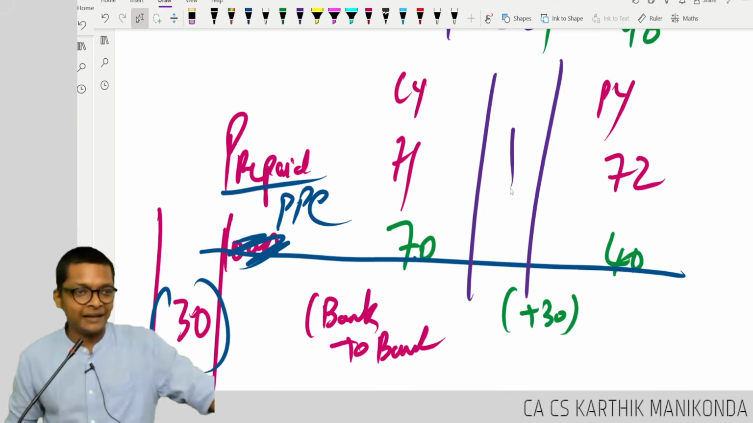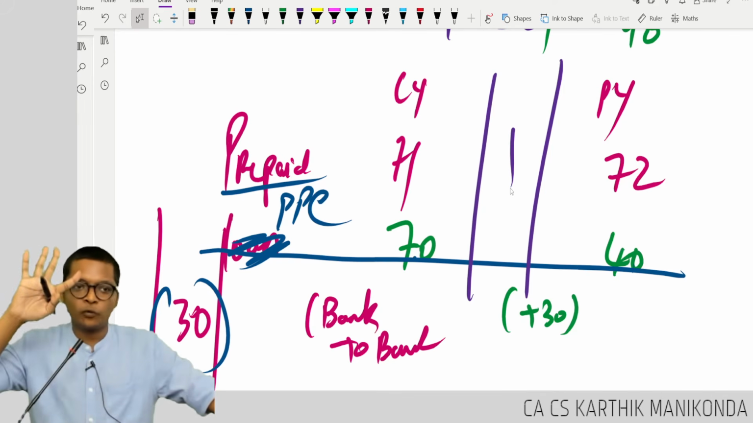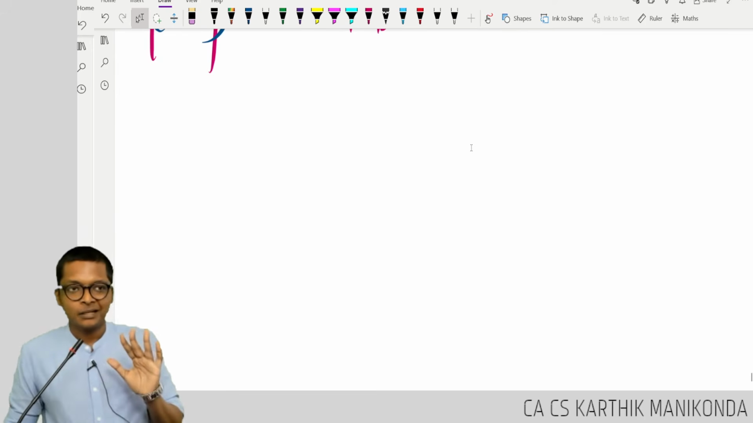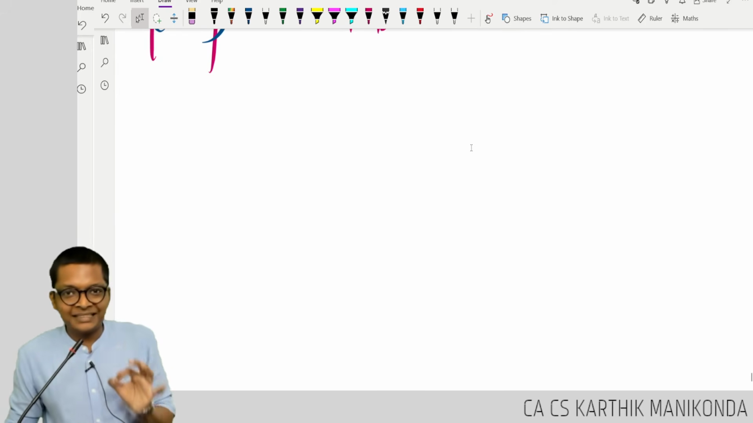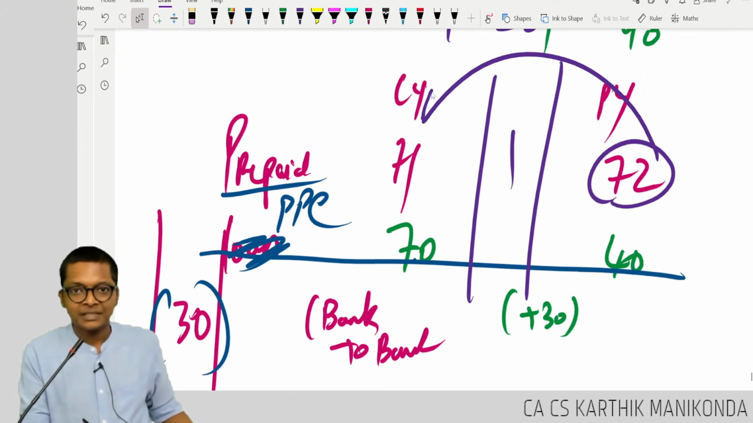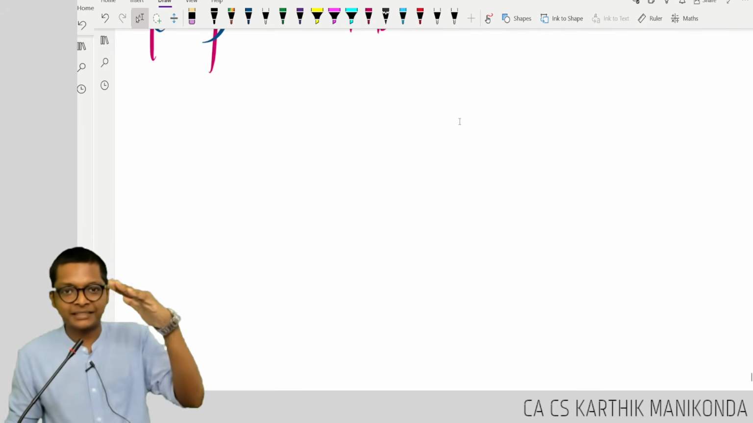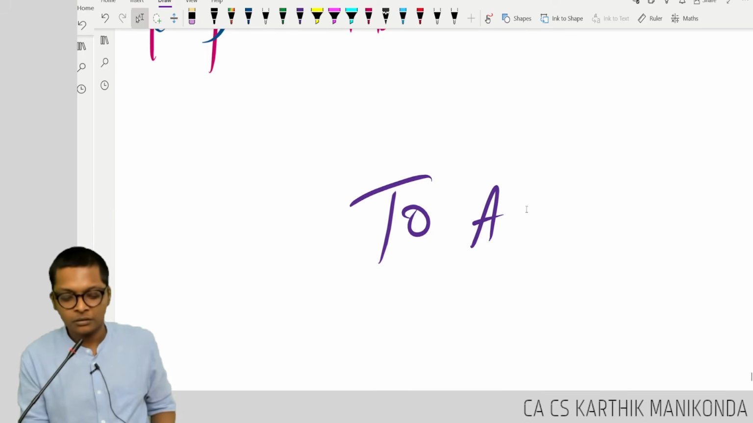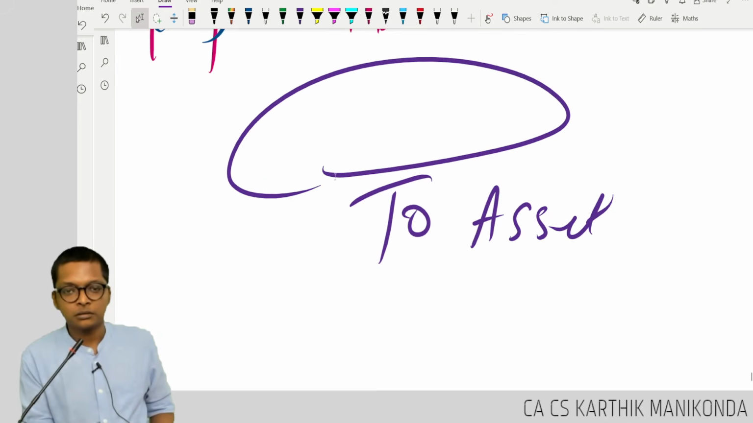You are not able to understand. I will tell you a shortcut. Don't mug up those 4 equations. Very simple. Now I am coming to a shortcut, guys. Any asset or any liability. Is the asset decreasing or increasing here? 72 became 71, so the asset is decreasing. The asset is decreasing. Now what will I credit? So what will I debit?